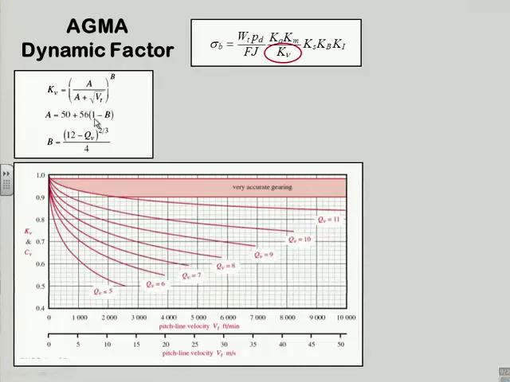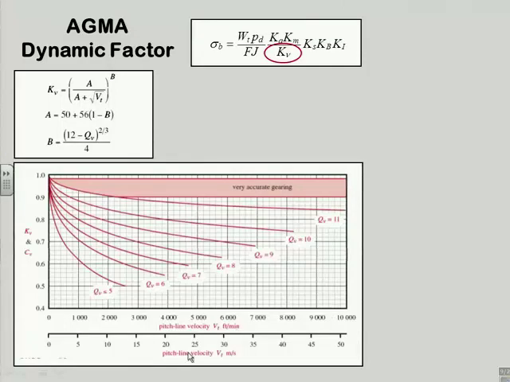A is defined as 50 plus 56 times 1 minus B. So A is in terms of B. B is 12 minus the quality number, which you pick, to the 2/3 power over 4. How much money do you want to spend? So with a choice of QV, in essence, I can determine what this factor is. And this plot shows these empirical curves for various values of QV, with the low numbers being the crude gears, the high numbers being the very good gears. And notice that these are all a function of the pitch line velocity.